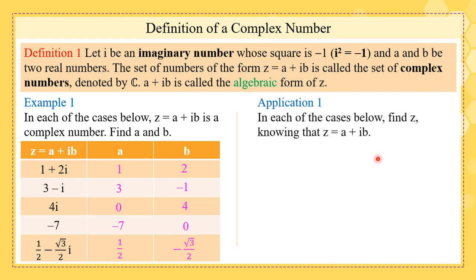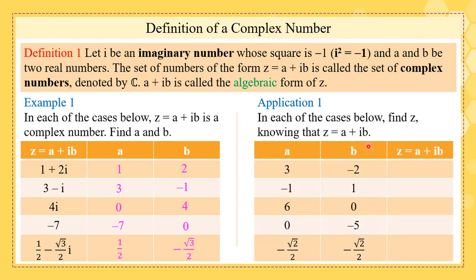Now let's apply. In each of the cases below, we need to find z knowing a and b. This is a, this is b, and we need to write z. Try to do it alone. Let's see, for the first one we get 3 minus 2i, just substituting a and b. The second case is minus 1 plus i. For the third case, it will be 6. And the fourth case is minus 5i. And the last one is negative radical 2 over 2 minus radical 2 over 2 i.